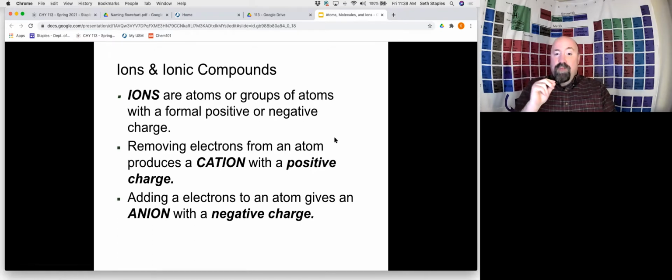If an electron is removed from an atom, remember electrons are negatively charged. So if we remove one electron, then that's going to leave us with a positively charged atom, which we call a cation. Adding electrons, now we're going to have additional negative charges in there because we're adding in electrons, will lead us to a negatively charged ion, which is known as an anion.